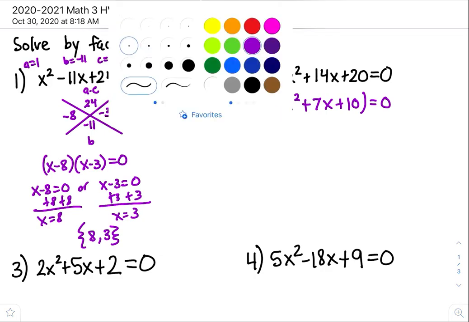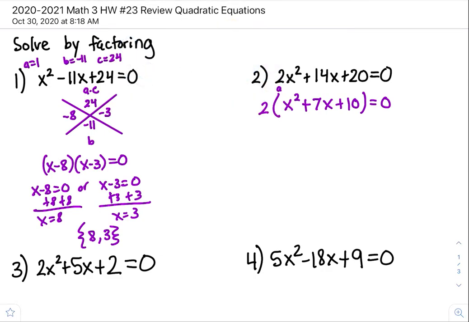So now we can start doing our x method. The coefficient in the parentheses: a is equal to 1, b is 7, and c is equal to 10. Remember, a times c is up top and b is on the bottom. a times c is 1 times 10, which is 10, and on the bottom, it's just 7. So what two numbers multiply to 10, but when added give you 7? That is 5 and 2.